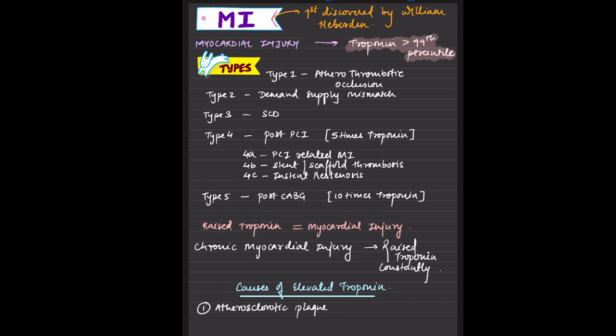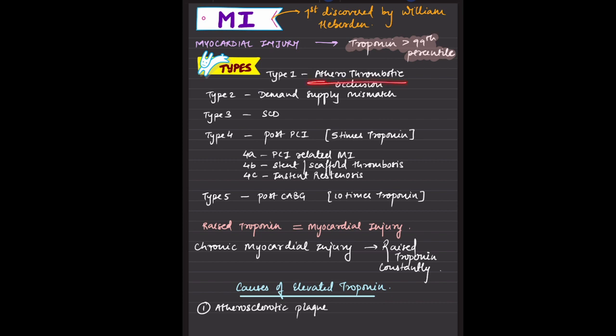Myocardial infarction was first discovered by William Heberden. Myocardial injury means the troponin level should be more than the 99th percentile. We have types: type 1, type 2, type 3, type 4 and type 5. So briefly, let's look at what they are.